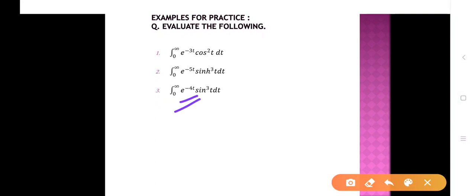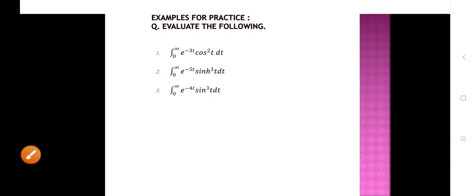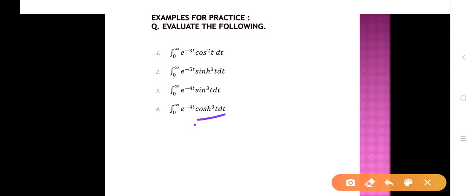Third example, e raised to minus 4t. Surely it gives s equal to 4 and you have to put this s equal to 4 in the Laplace transform of sin cube of t, as we have done in the first example of today's lecture. And the last example, e raised to minus 4t cosh cube of t dt. First find the Laplace transform of cosh cube t using the standard results, and in the result put s equal to 4.